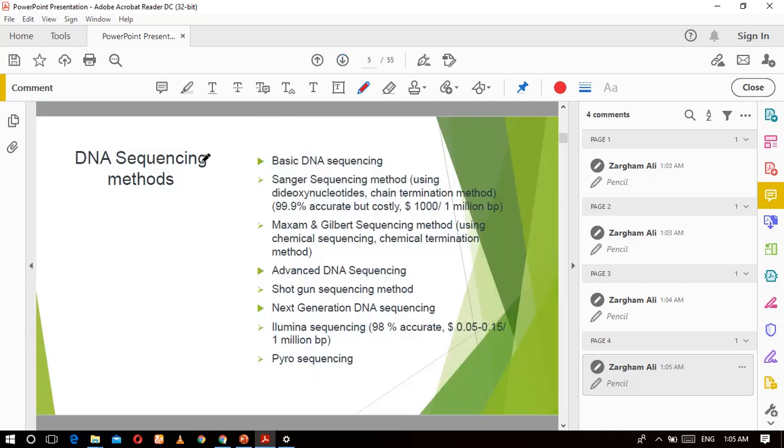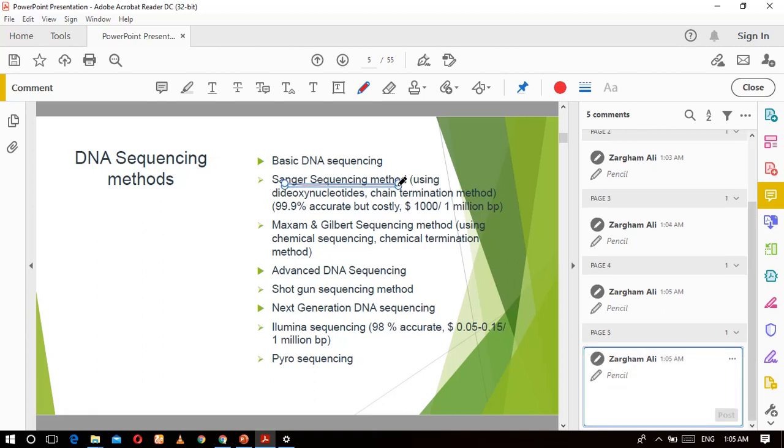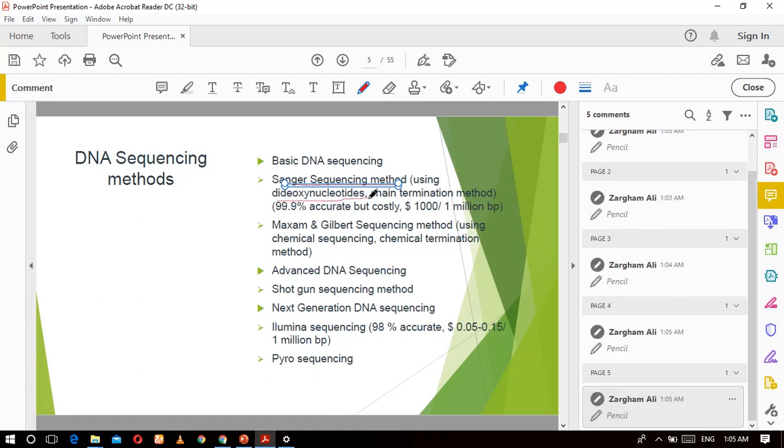DNA sequencing methods include the Sanger sequencing method, which is the oldest method, which uses dideoxynucleotides. The oxygen on both the two carbon and three carbon is removed, and it is done with the chain termination method. Its accuracy is very high, around 99.9%, but it is very costly. For 1 million base pairs, it costs around $1,000.